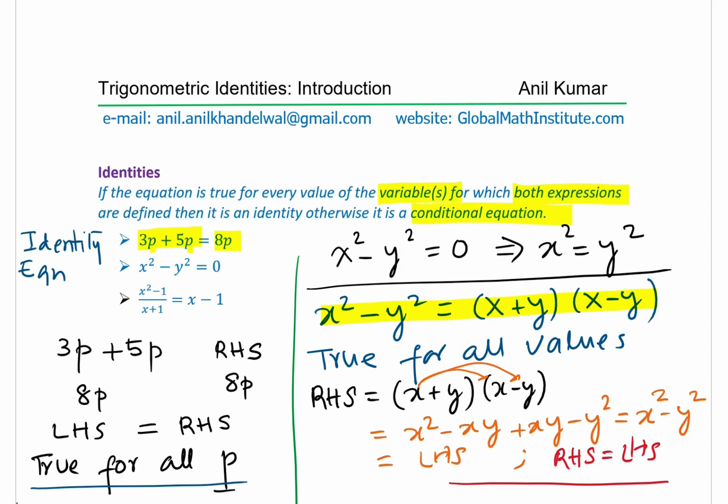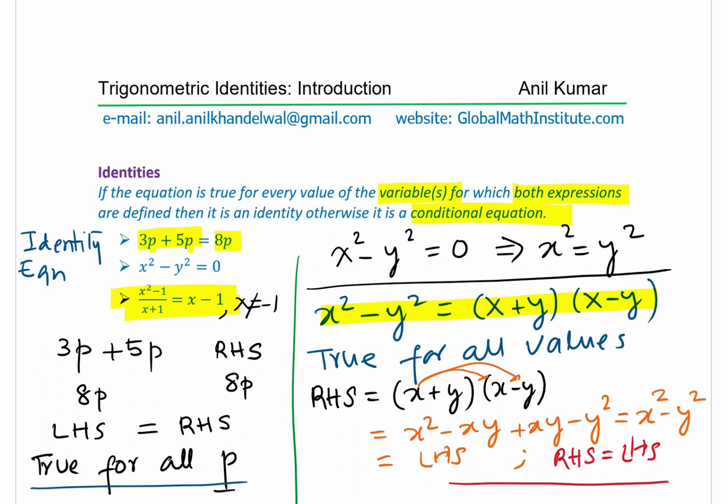The last one here is a very good example where we do have a restriction. Now, the last equation, x squared minus 1 divided by x plus 1 equals x minus 1, only when x is not equal to minus 1. This is not valid for x equals minus 1, since that will make the denominator 0 and you cannot divide by 0. Correct? So, apart from this particular value, it is true for all the values.